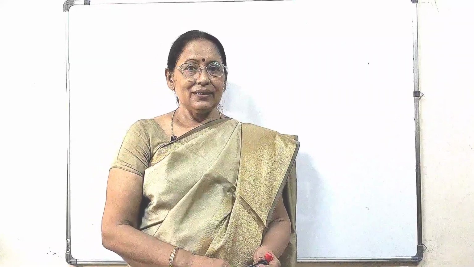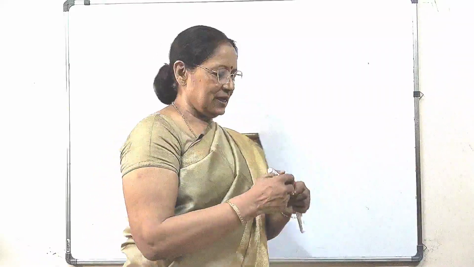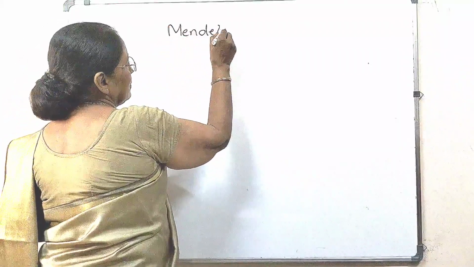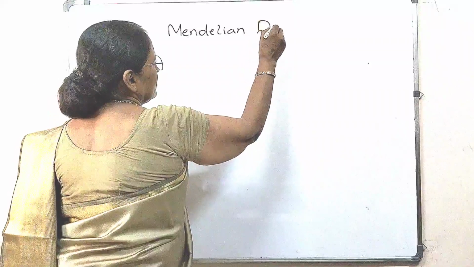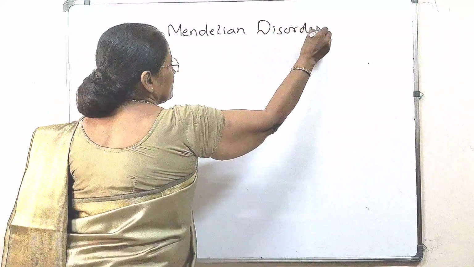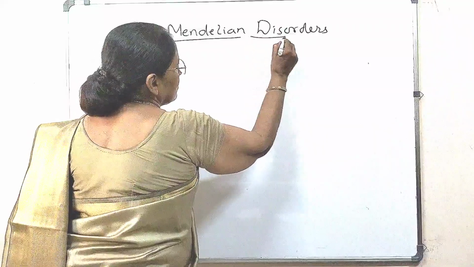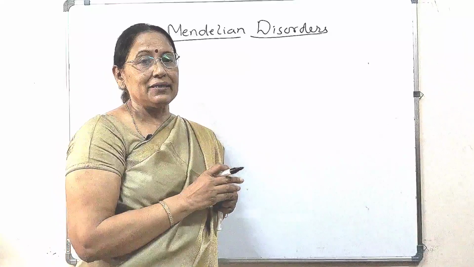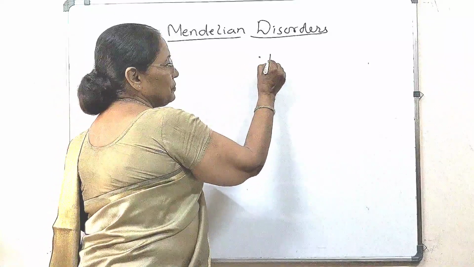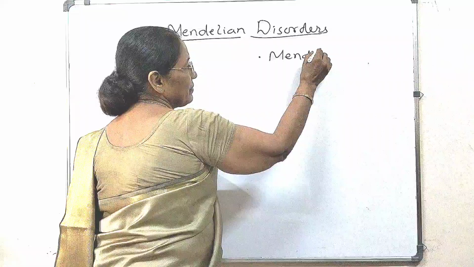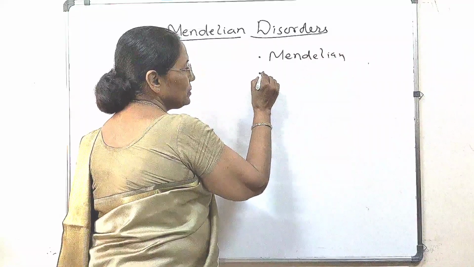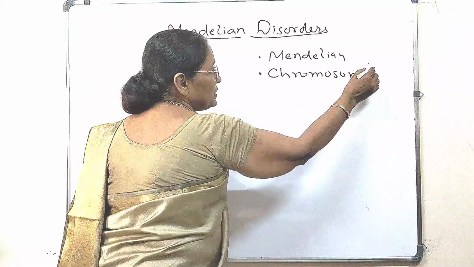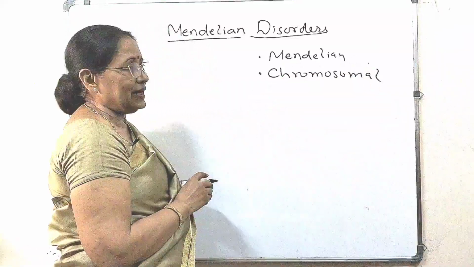Today we are going to discuss the topic Mendelian Disorders. Students, the disorders can be broadly classified into two: one is Mendelian disorder and another is chromosomal disorder. What is the difference between the two? First, try to understand that.